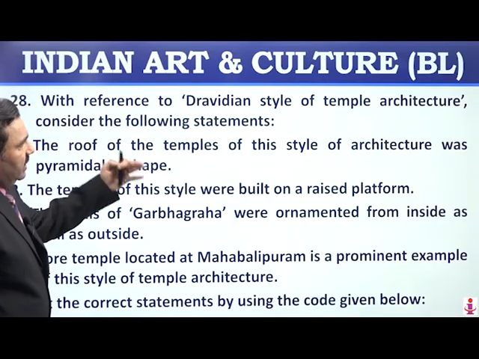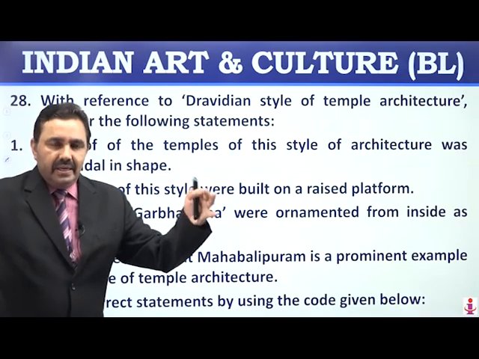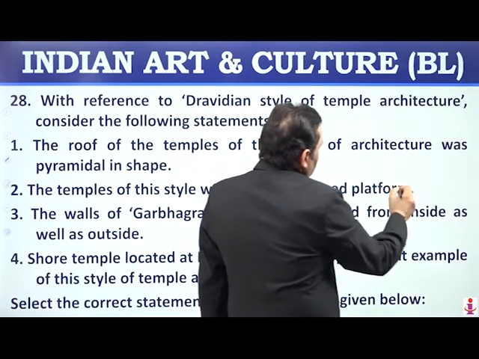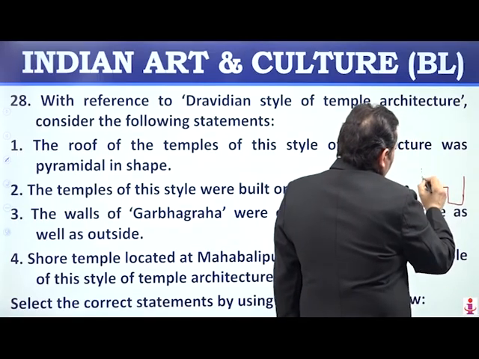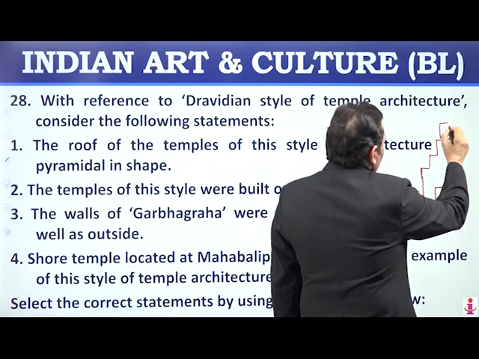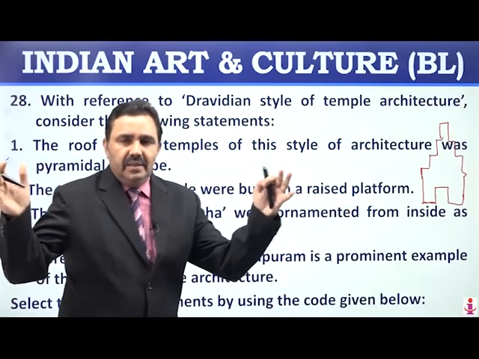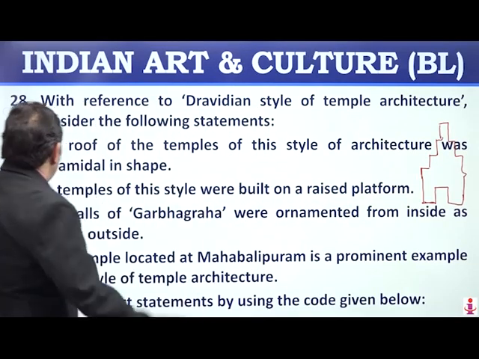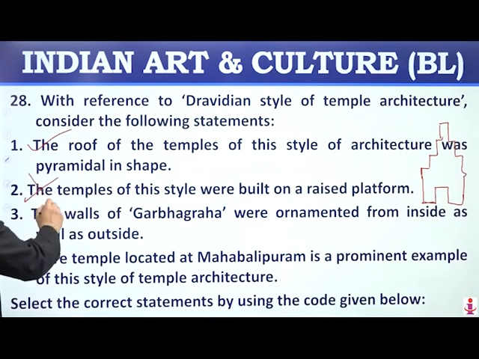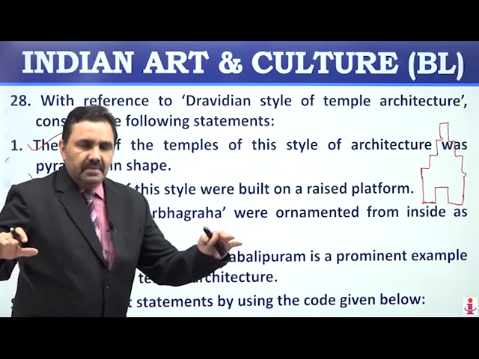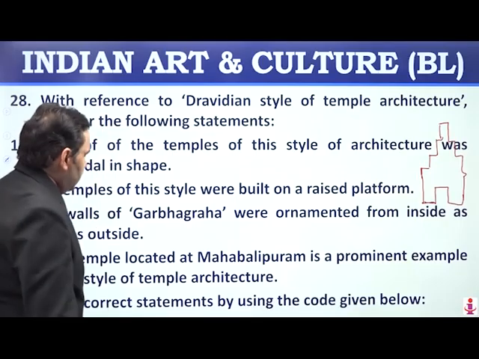28. With reference to the Dravidian style of temple architecture, consider following statements. The roof of the temples of the Dravidian style was pyramidal. Pyramidal means if this is the Garbhagriha, the main building where chief god was residing, so this was the style of roof. Pyramidal, step by step, the roof was becoming narrow and narrow. First correct. The temples of this style were built on a raised platform. No, temples were built on flat surface. Raised platform was used in the temples of Nagara style, not in the temples of Dravida style.